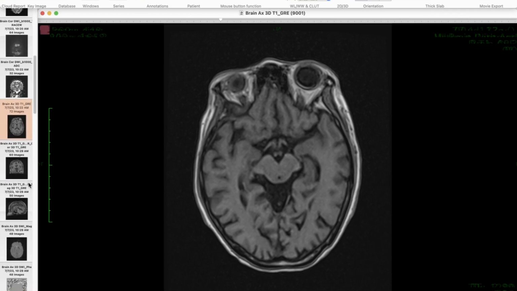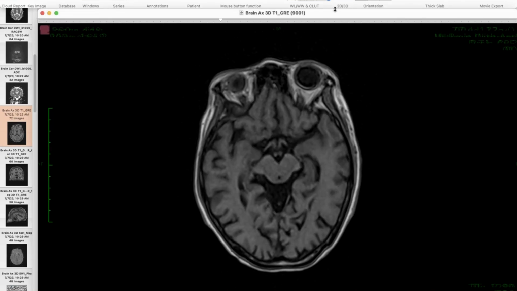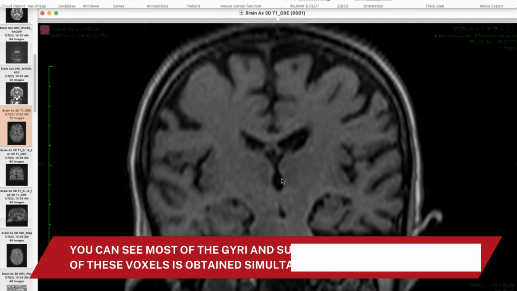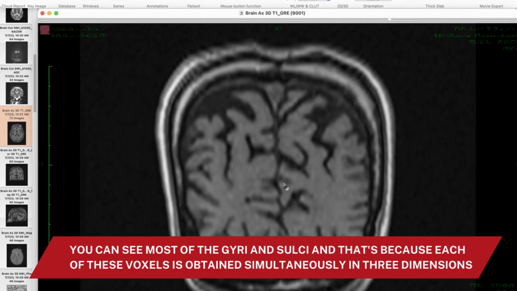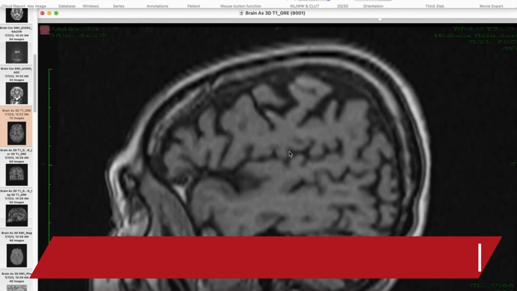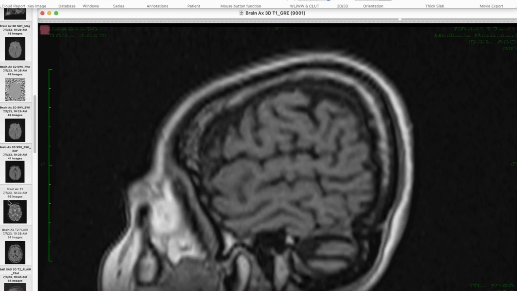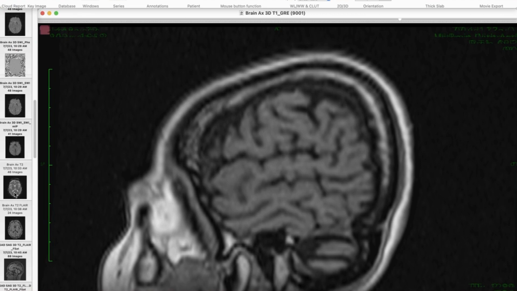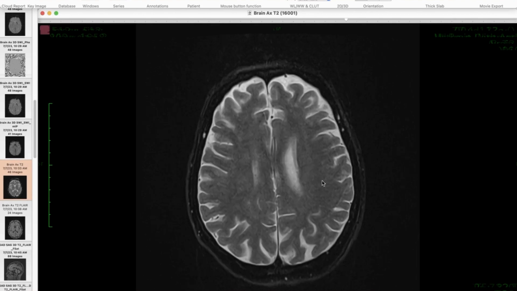For example, and I went through this in the other video, so excuse me for repeating myself, this is a 3D image, and right here we can reslice it in this dimension. It still looks pretty good, right? You can see most of the gyri and sulci, and that's because each of these voxels is obtained simultaneously in 3 dimensions. However, if we go to a 2D image, I'm going to try not to cheat. This is a different type of sequence, but we can just take a peek at it. So we'll talk about this in a second.